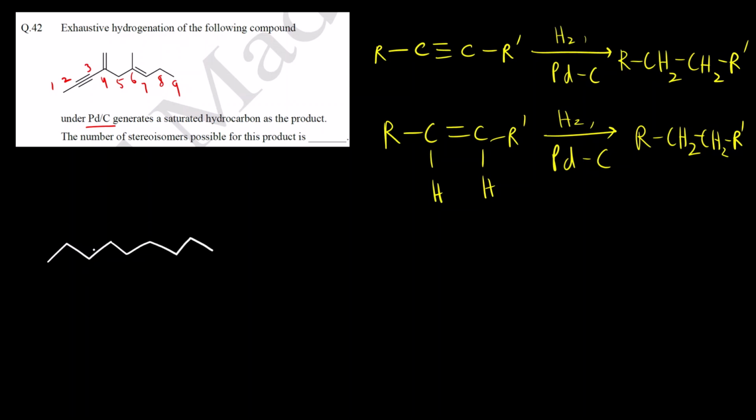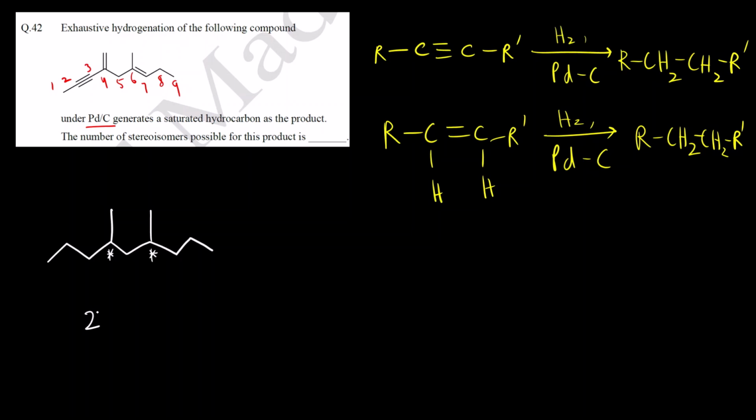Okay, then at the fourth position there is a methyl group. Okay, at the fifth position there is nothing. At the sixth position again there is a methyl group. So this is the hydrogenated product. Okay, we reduced all the double and triple bonds, 2 double bonds and 1 triple bond. Now here if you see, this is one chiral center, this is another chiral center.